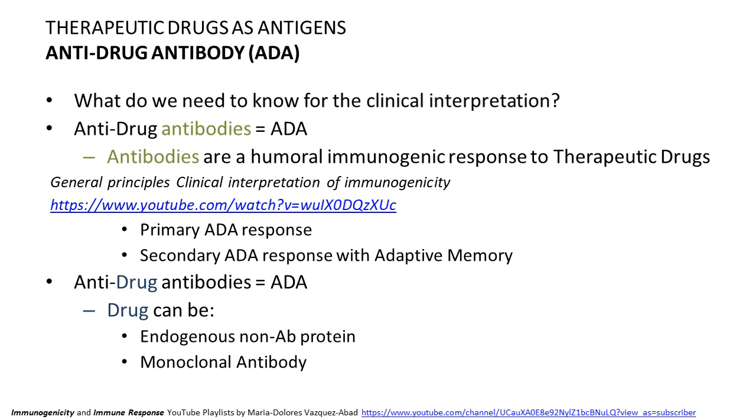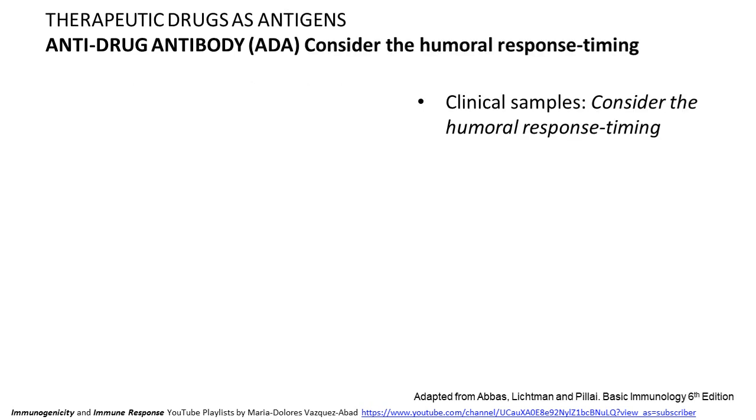So just make sure that whenever you are interpreting anti-drug antibodies, you remember in your mind what drug your patient received, or the population in a clinical trial received, and what the anti-drug antibody assay was. Did it use the same drug or did it use the endogenous protein? What exactly are you interpreting when you get these anti-drug antibody results? Let's take a look at the humoral response timing when considering the anti-drug antibodies.